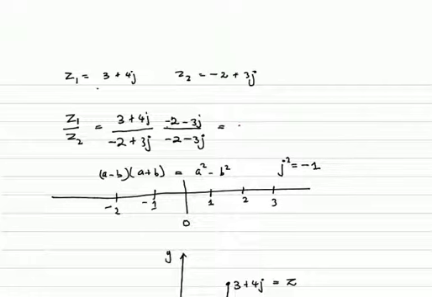So in this case, the denominator is going to basically remain as 4. Now, if you square 3, you're going to get 9. If you square j, you're going to get minus 1. Then you're going to have minus 9. So it's going to be minus 9 there.